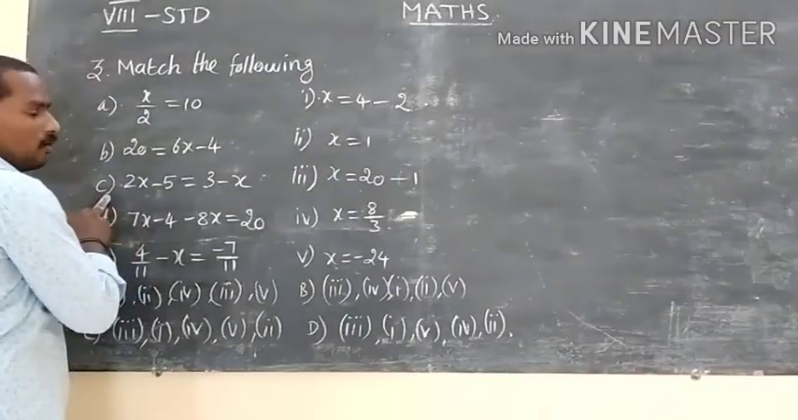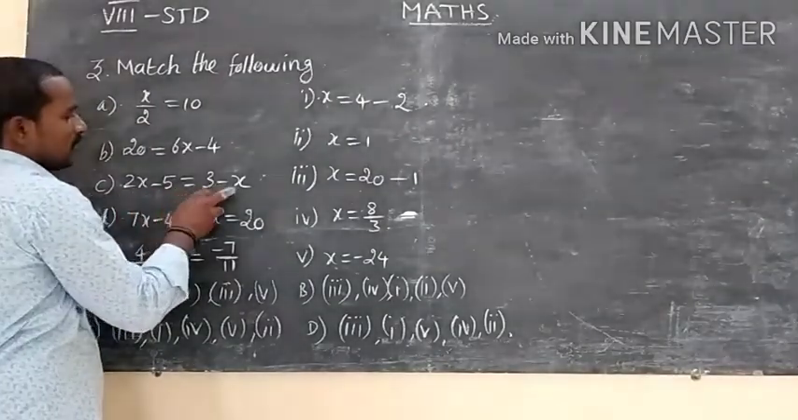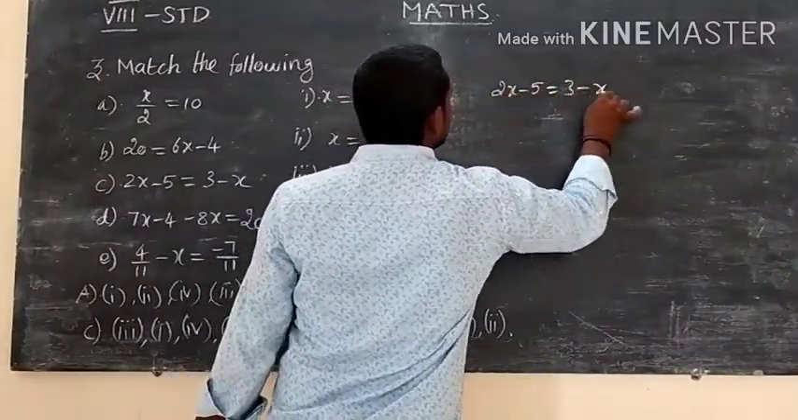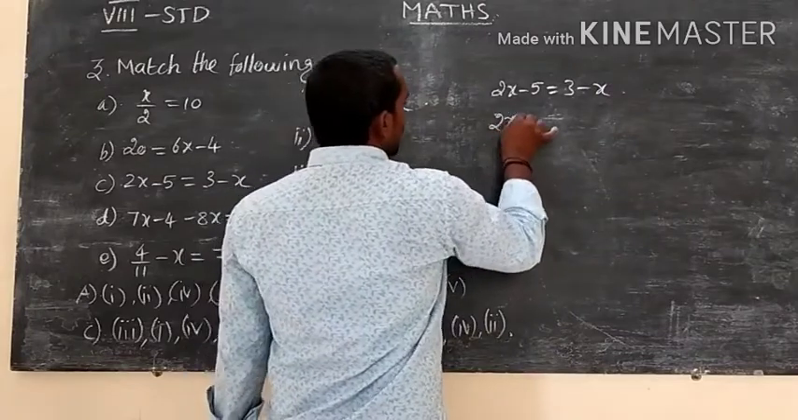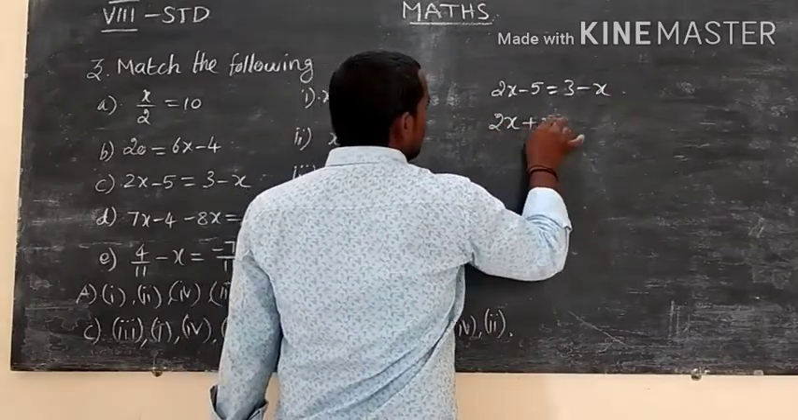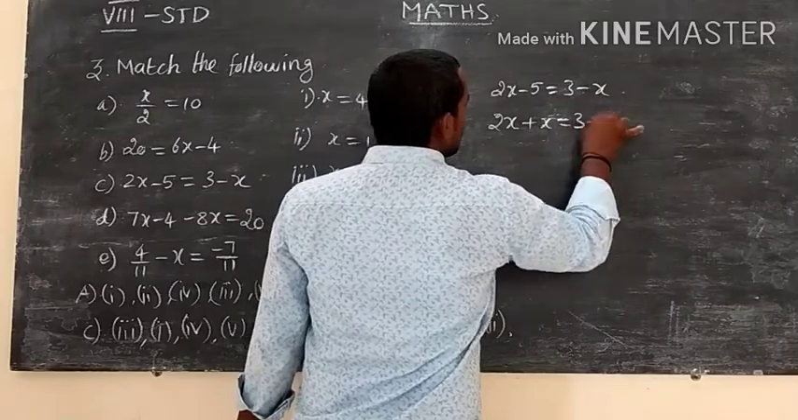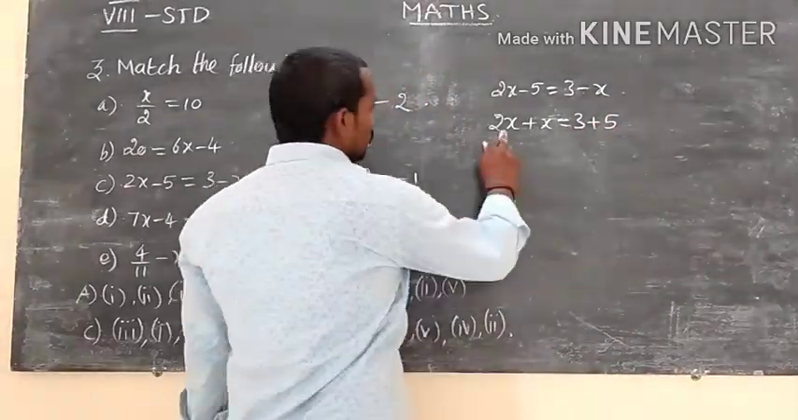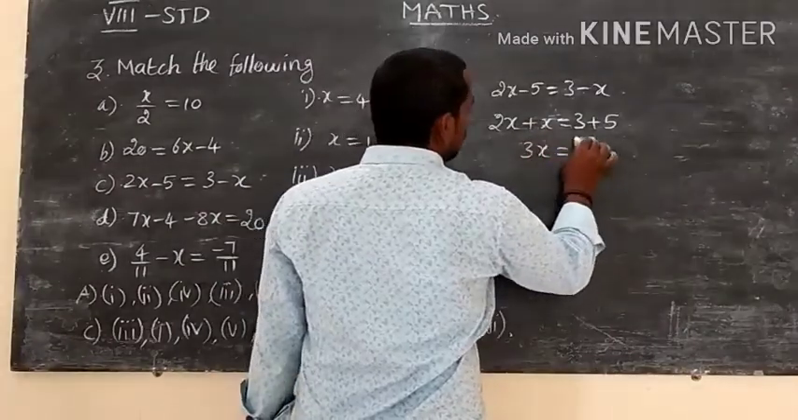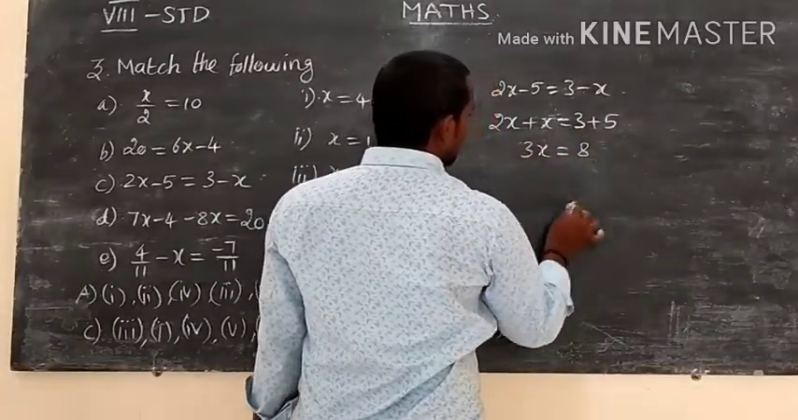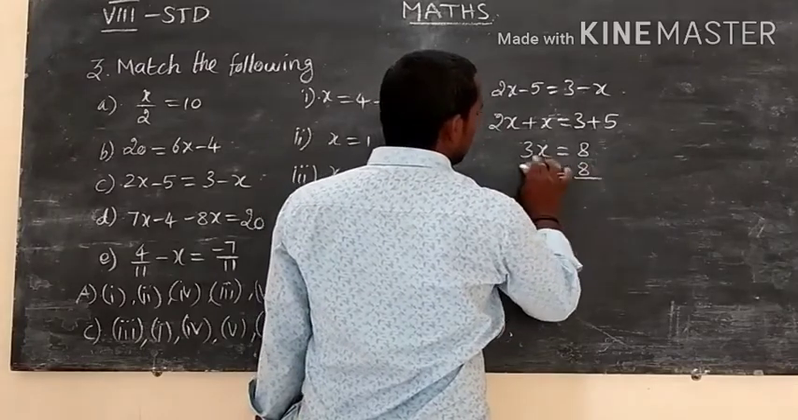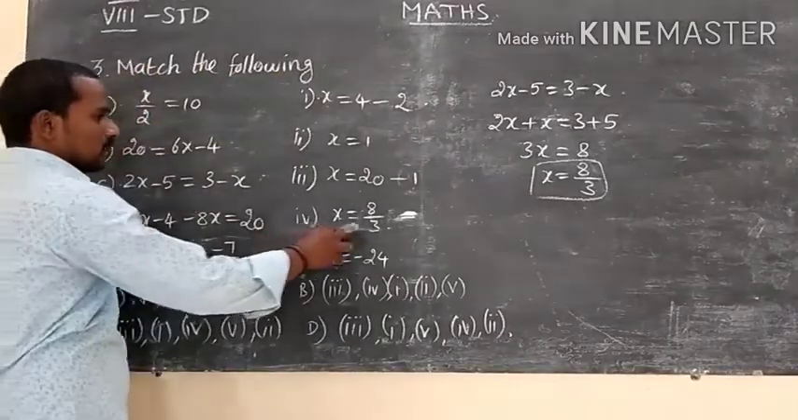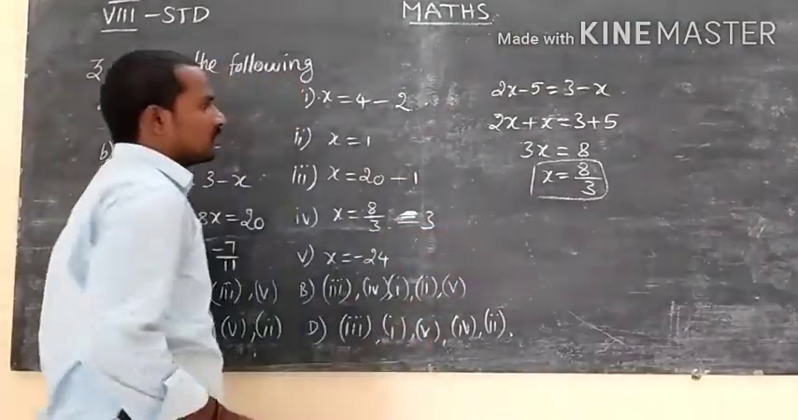Okay, the third one, 2x minus 5 equal to 3 minus x. So 2x, taking the transposition, plus x equal to 3 plus 5. Okay, compare the variable and numerical terms. So 2x plus x is 3x, which is equal to 3 plus 5 is 8. So x is equal to 8 by 3. This is the third answer.